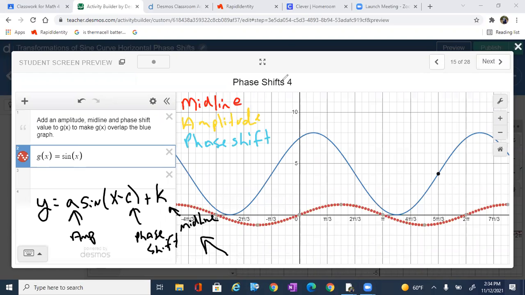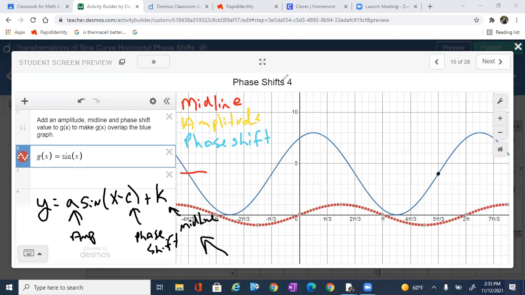In this problem, we will only be dealing with a phase shift in which the graph is going to have a period of 2 pi, or a b value of 1. All right, so let's go ahead and get started. We're going to get the easy stuff out of the way. Easy stuff is a midline.